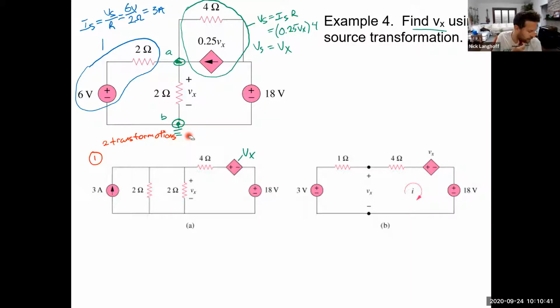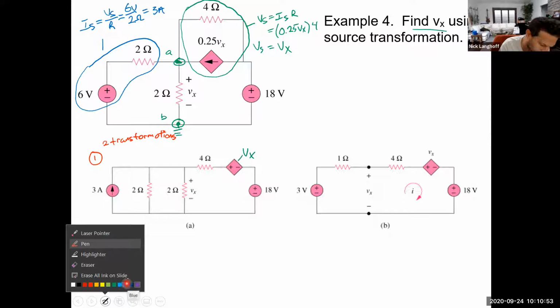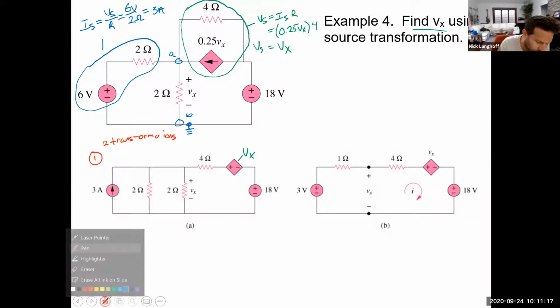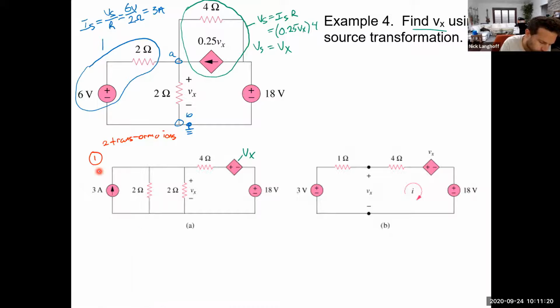So what we're going to do now is notice that we're keeping track of that Vx port. I'm going to use some different colors here. I'm going to use this color blue. So let's say we were calling this here A, and this would be B, and then maybe we've grounded right there. We're going to use that ground as we go through the problem. And so now we're going to transform again. We're going to transform this whole thing here.